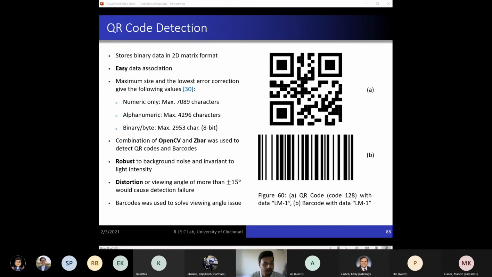Moving on to the QR code and barcode detection, we can immediately see that we did not need an RGB color space. Rather, we can work on a grayscale image or video.